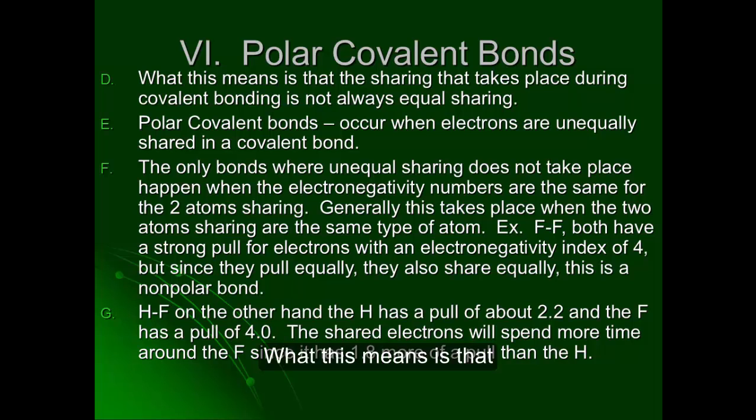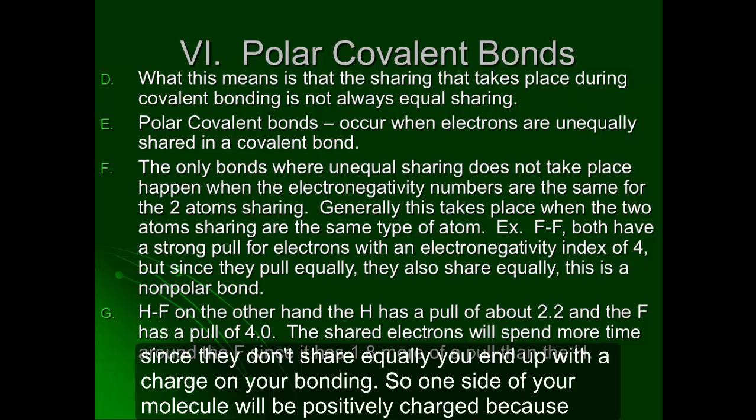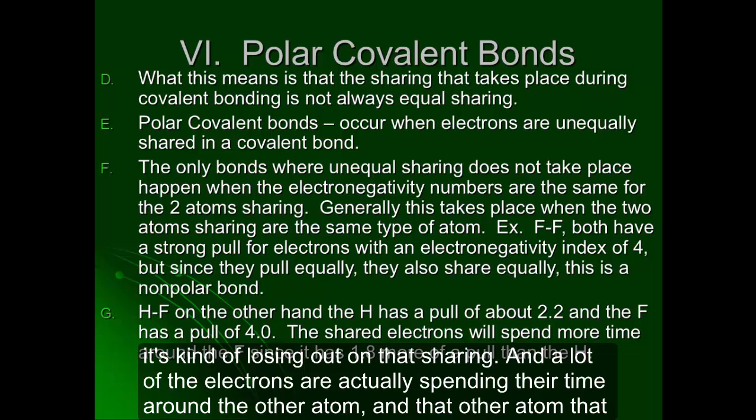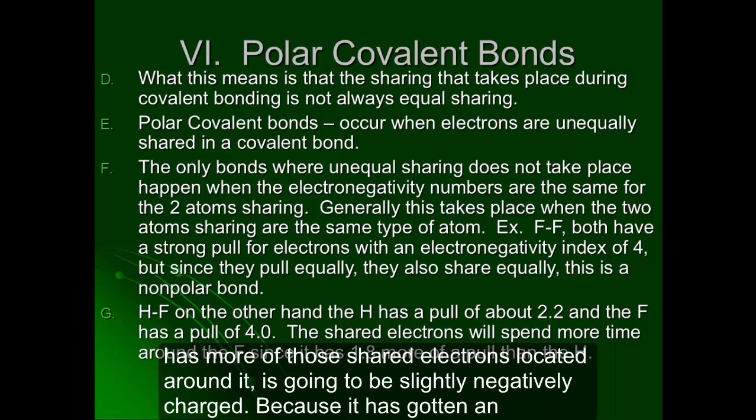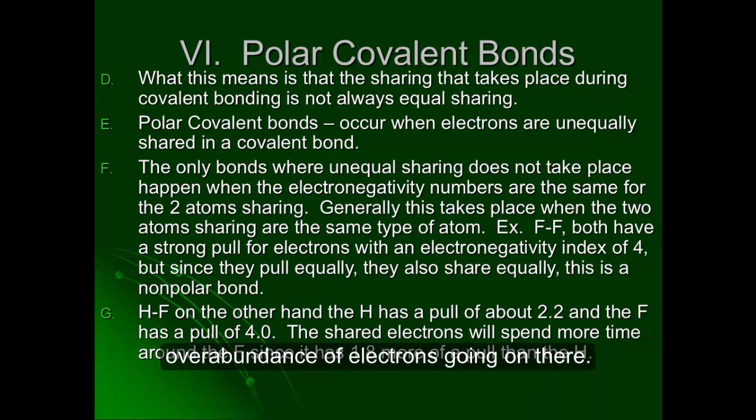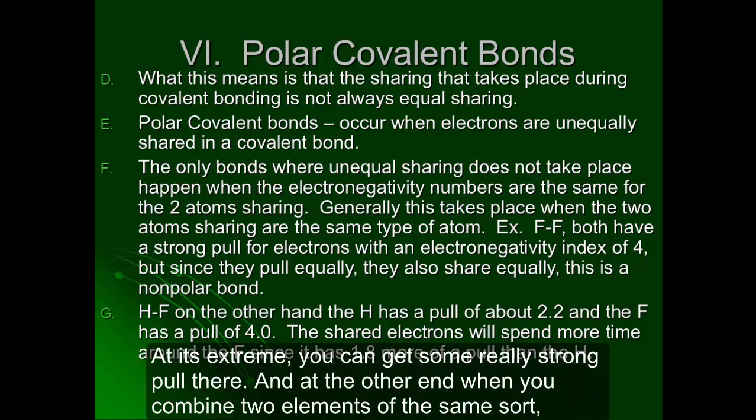What this means is that since they don't share equally, you end up with a charge on your bonding. So one side of your molecule will be positively charged because it's kind of losing out on that sharing. And a lot of the electrons are actually spending their time around the other atom. And that other atom that has more of those shared electrons located around it is going to be slightly negatively charged because it's got an overabundance of electrons going on there. At its extreme, you can get some really strong pull there.